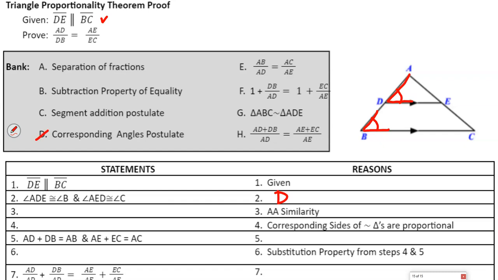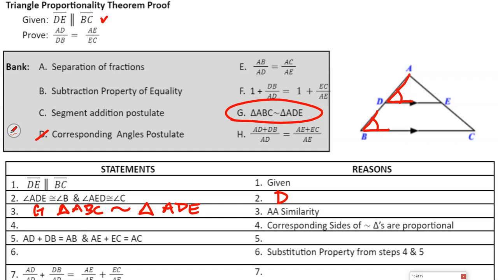All right, then it says angle similarity. That tells me that I'm going to have a triangle statement. And we only have one of those. Y'all see that right there? So that's going to be G. So that's going to be triangle ABC is similar to triangle ADE.